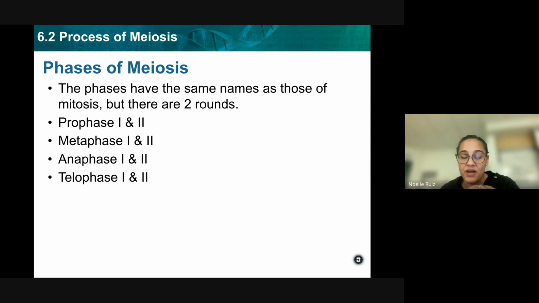And all the unique processes that we only go through during meiosis happen during the first round. We'll spend a little more time talking about the first round, and then the second round is pretty standard.